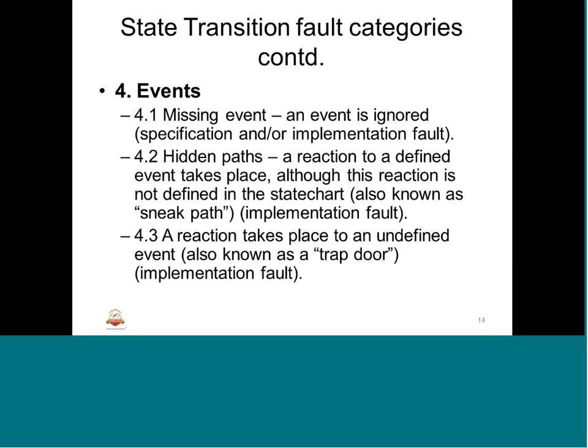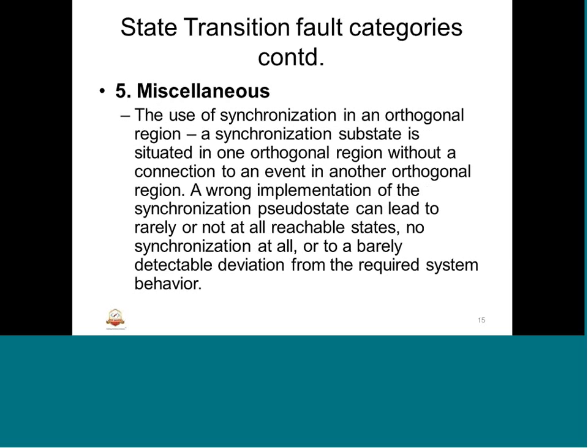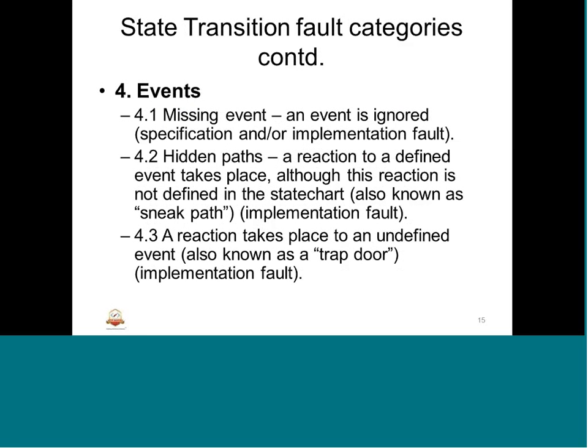So the fourth one, the last one, is of course the miscellaneous category, which we will quickly go through. Also, events. We know that events are what cause the states to transition. We have a missing event, where faults could be present and an event is ignored. It means the events are not happening.